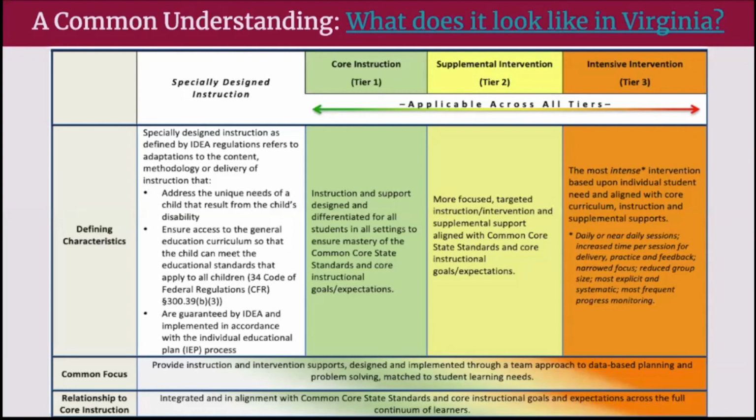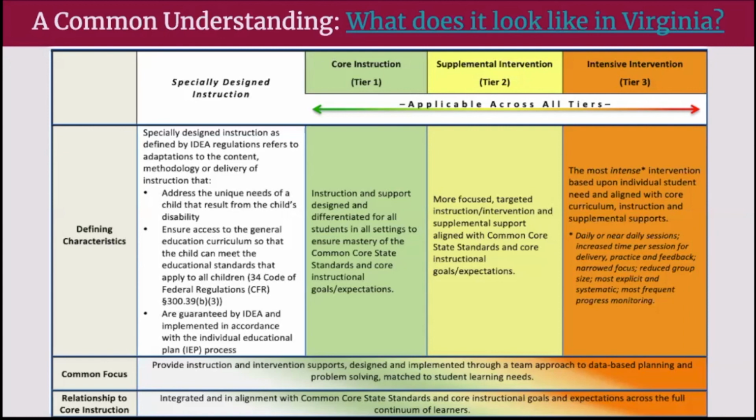So on this slide, we're taking a look at what this means in Virginia. And that link that says what does it look like in Virginia goes to a document that houses this graphic. And we just like it because we think if you look at the top, it really helps show specially designed instruction can happen in any tier. It does not have to be a tier 3 service. So it's important to note on this slide that it says Common Core standards. We just want you to remember that in our state, those are state standards.